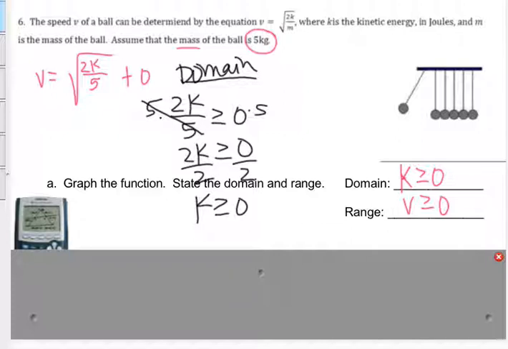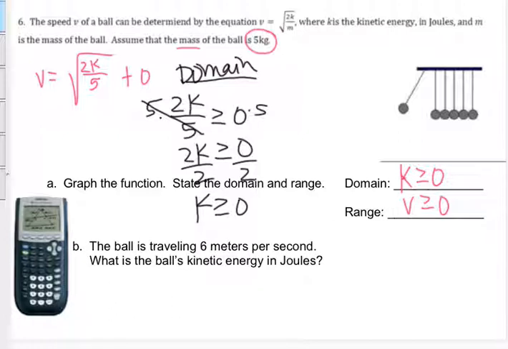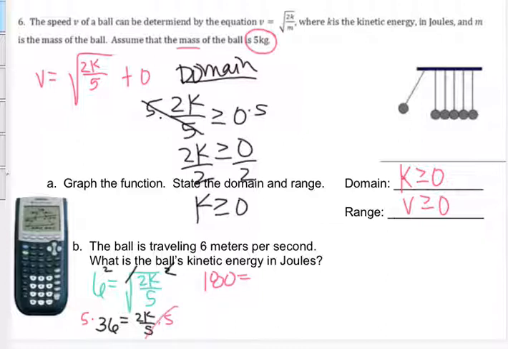And the last part of the problem, it says the ball is traveling 6 meters per second. What is the ball's kinetic energy in joules? So, traveling at 6 meters per second. Well, v is the speed, so that is talking about the speed. So I'm going to plug that in for v. So 6 is equal to the square root of 2k over 5. To get rid of my square root sign, I would square both sides. 6 squared is 36. I would multiply by 5 on both sides. 5 times 36 will give me 180. I would be left with 2k. And then I would divide by 2. So k, which is my kinetic energy, is equal to 90. So my answer is 90 joules.